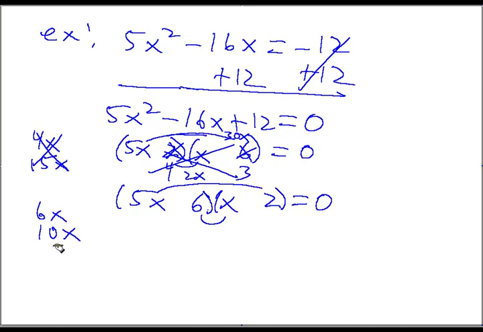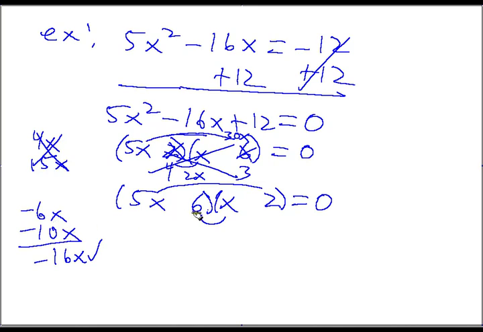I want to get 16x. 6 and 10, I can make that happen now. To make that happen, though, I need both of them to be negative: negative 6x and negative 10x, because that will give me negative 16x. All right? There you go.